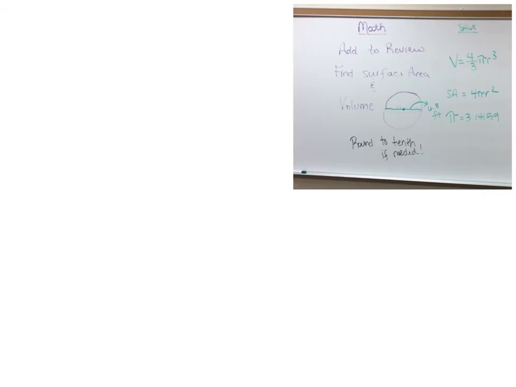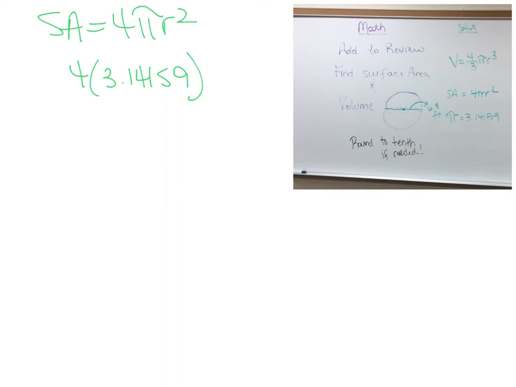Now, the last two problems were on the board. I gave you a sphere and you had to find the surface area and the volume. So I'm going to do the surface area first. Okay, the surface area formula is 4 pi r squared. And remember, you have to show the whole process. So we have 4 times 3.14159. And I gave you the diameter is 6.8 feet. So when I take 6.8 divided by 2, that's 3.4. So that's the radius. So the radius is 3.4 feet. And then I'm going to square it.